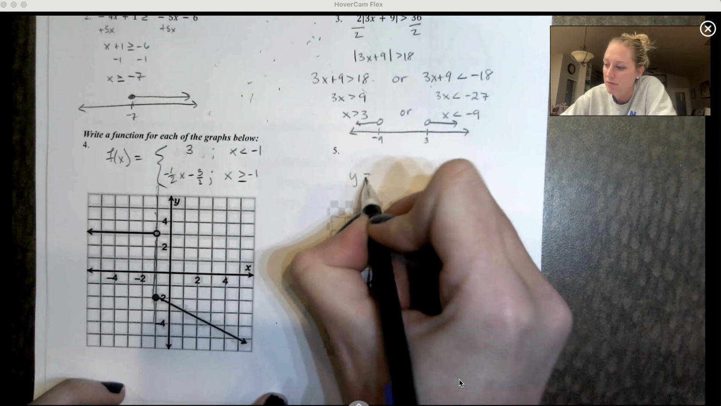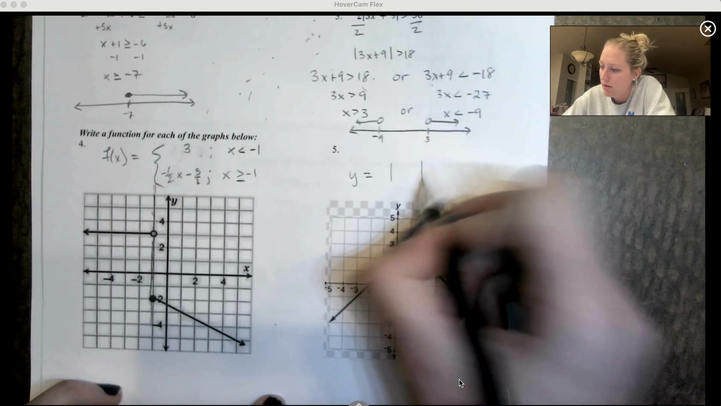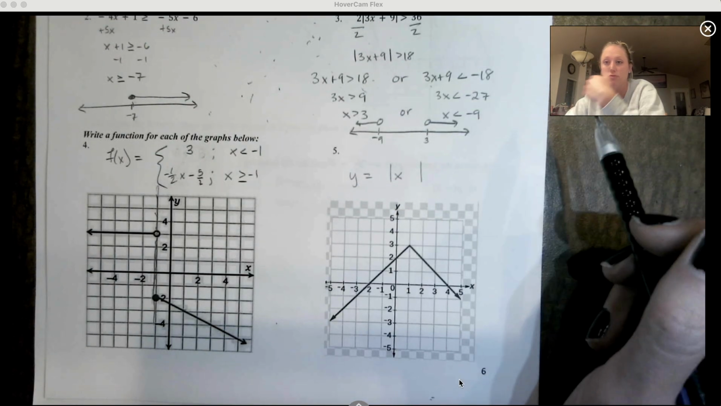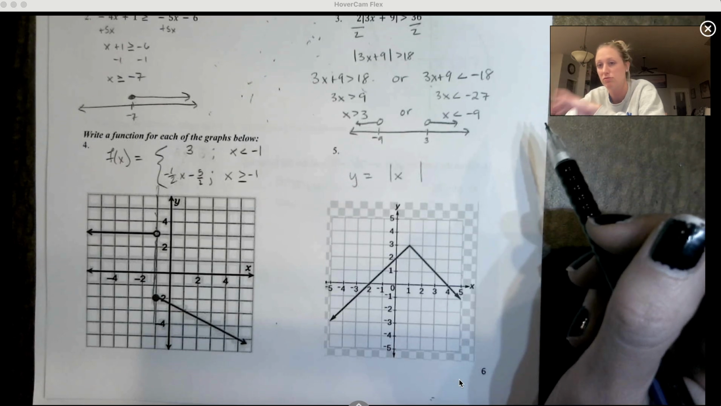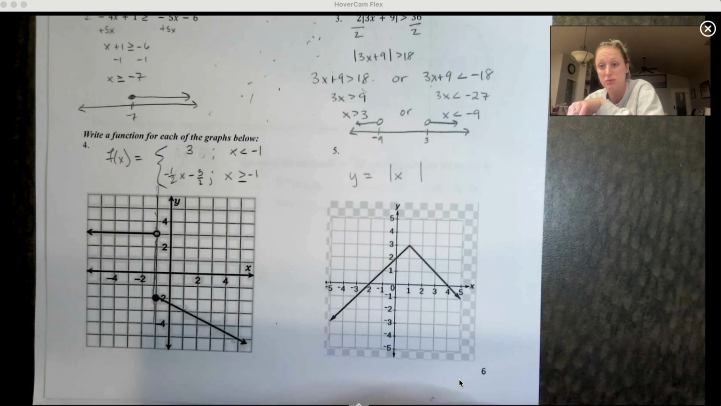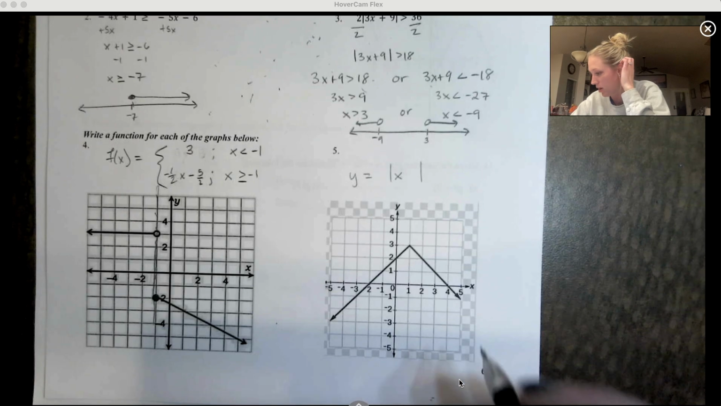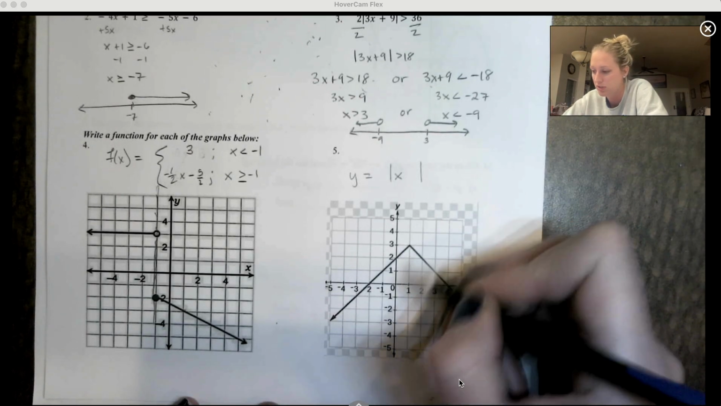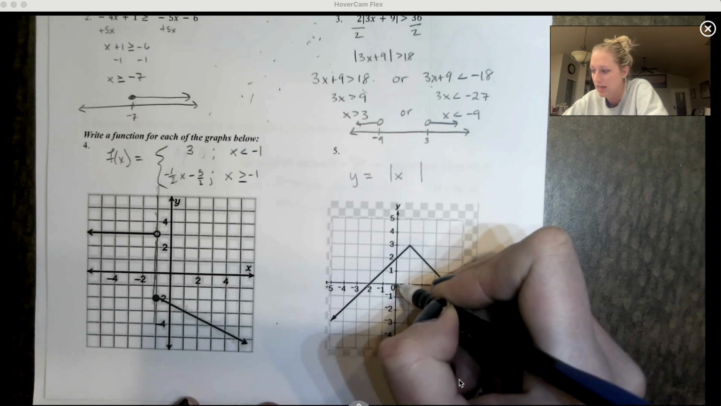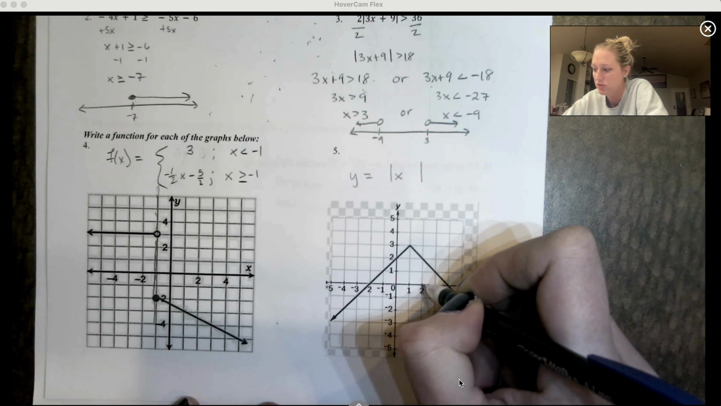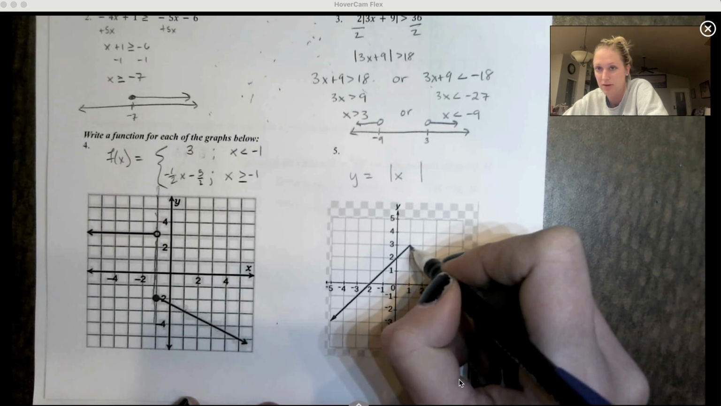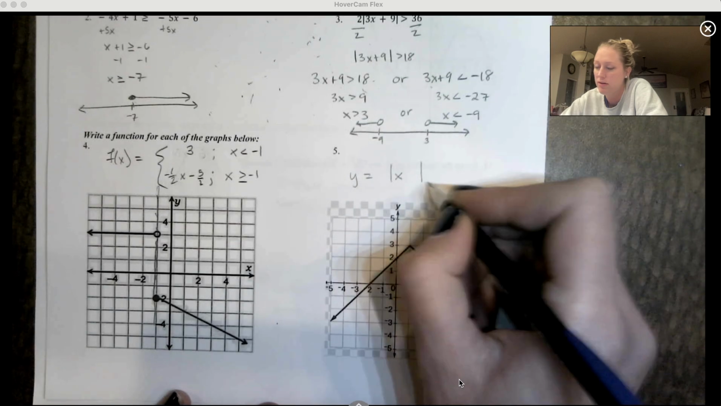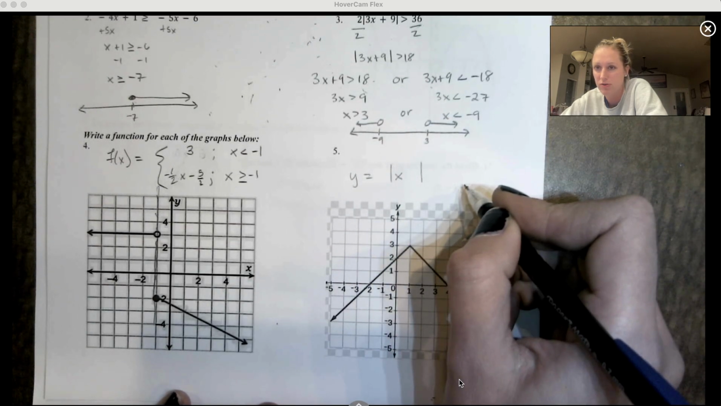So we have absolute value involving x. Okay, so things I want to look for: did it shift left, right, up, down? Did it reflect? And is the slope different? Because that would be a vertical stretch, excuse me. So my vertex is normally at 0, 0. So my vertex has gone right 1 and up 3. Okay, so that is going to affect my horizontal and vertical shifts here.